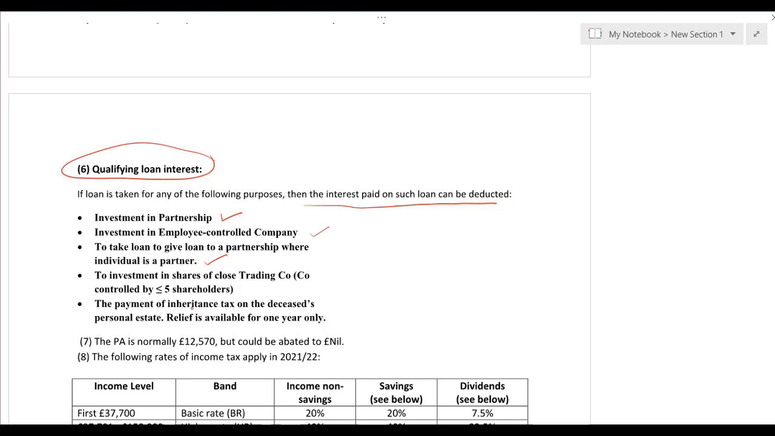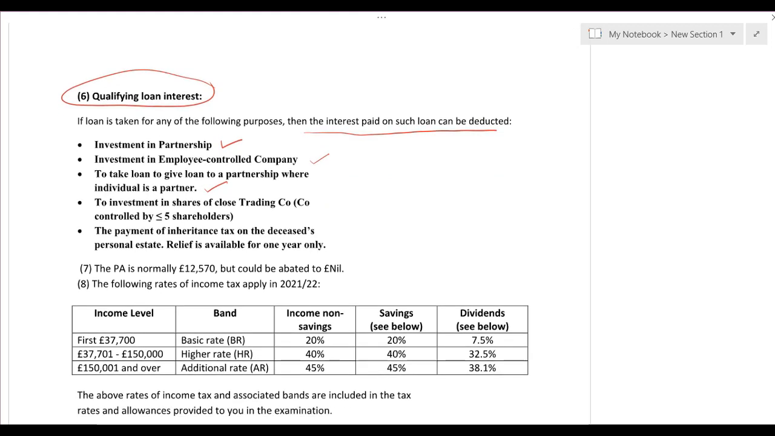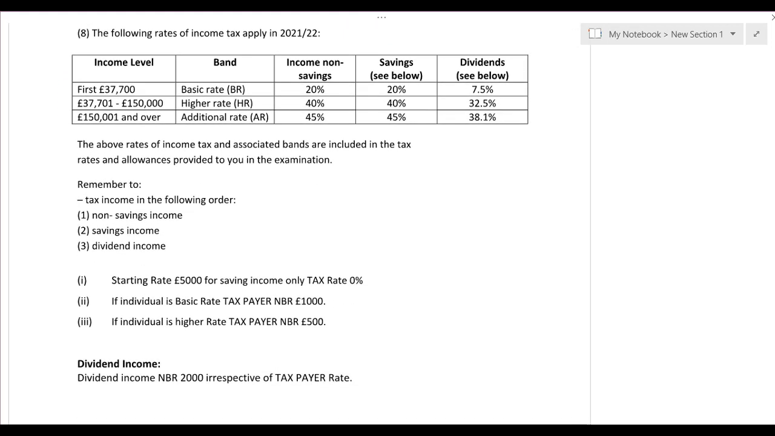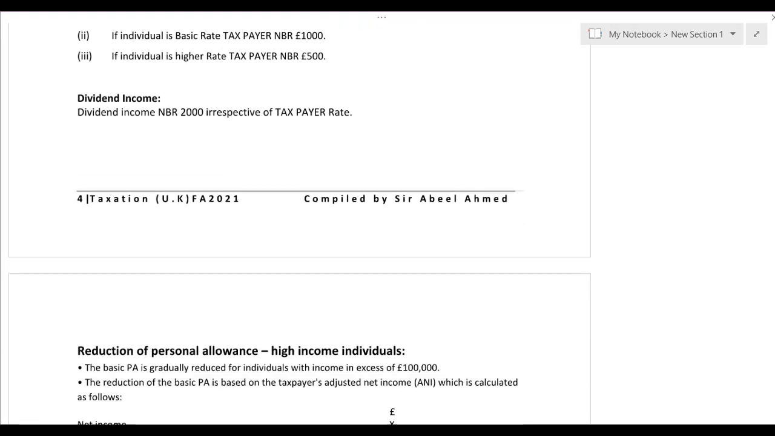So let me repeat, if an employee takes a loan to buy an asset which he uses for employment purposes, such a loan is also a qualifying loan. Personal allowance, all these things we know very well. We know the nil rate band, everything, I strongly believe.